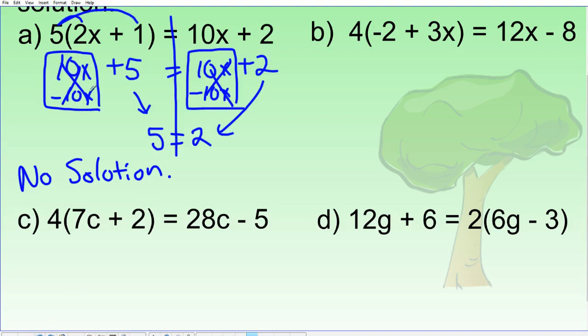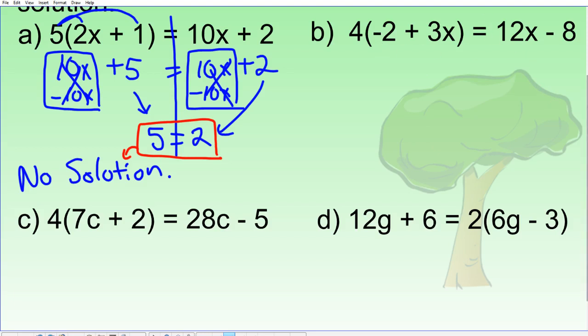When your variables cancel out on both sides, you are going to get a special solution. One of those special solutions is no solution. That happens if, when your variables cancel out, the remaining numbers are not true. If the remaining equation is not true, in this case 5 equals 2 is not true, that means there is no solution. Okay?